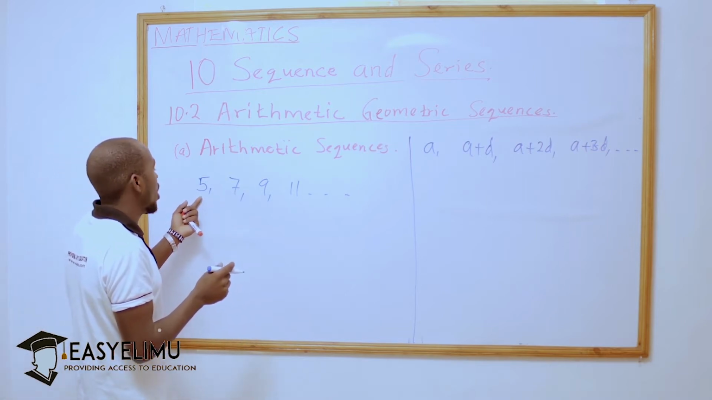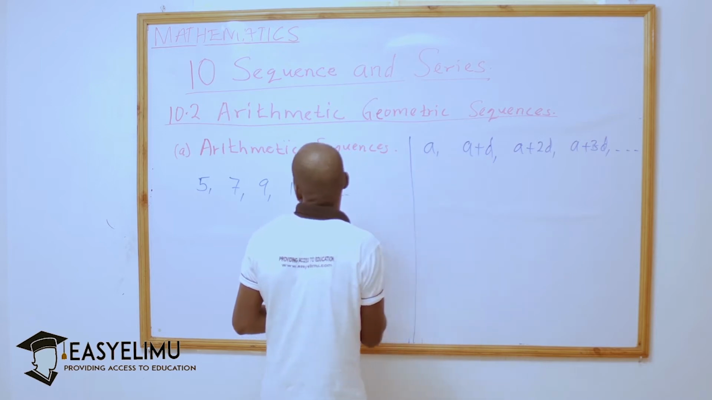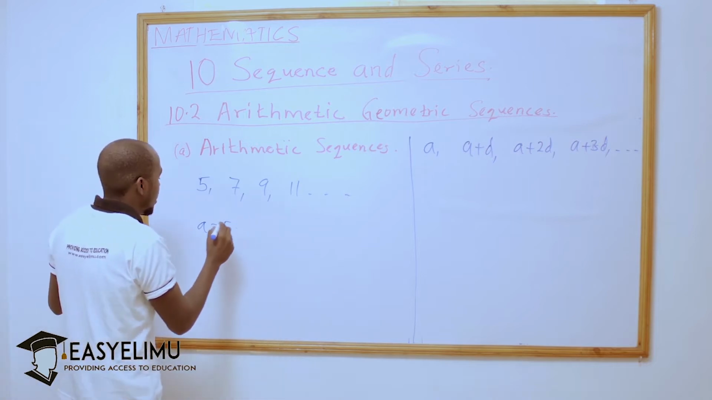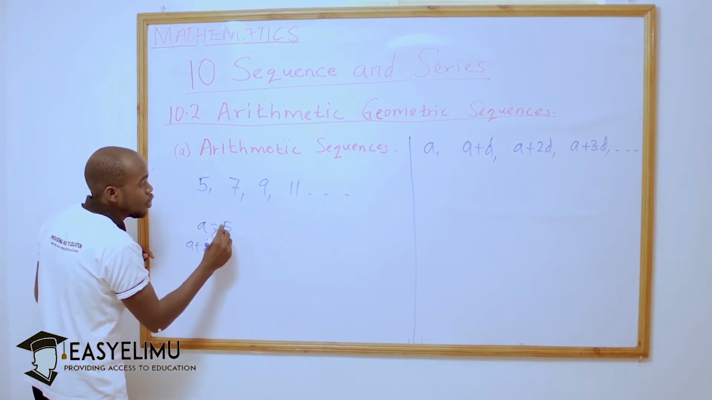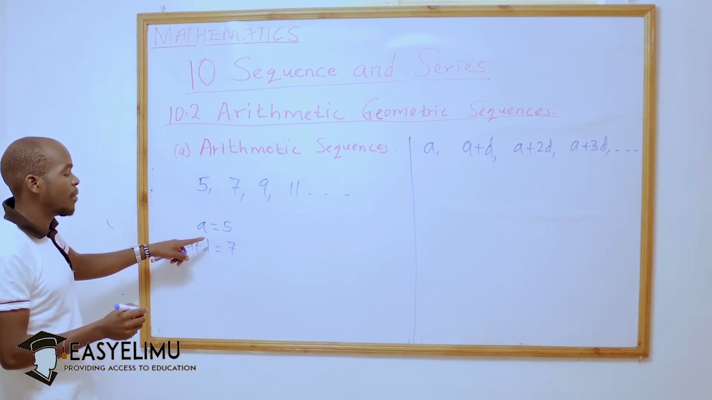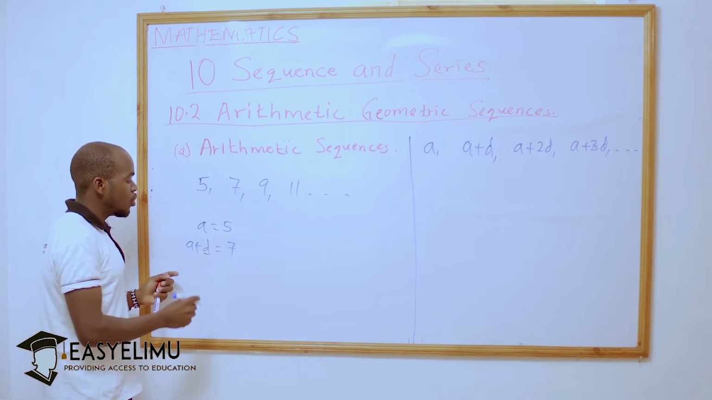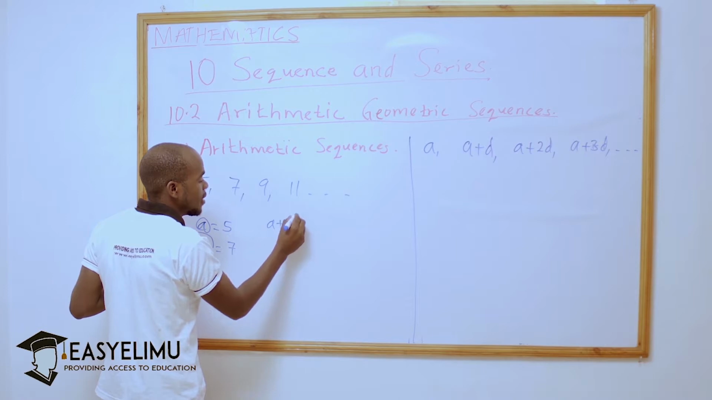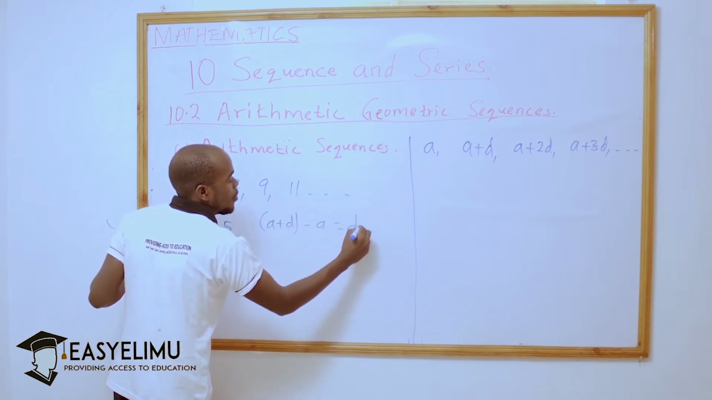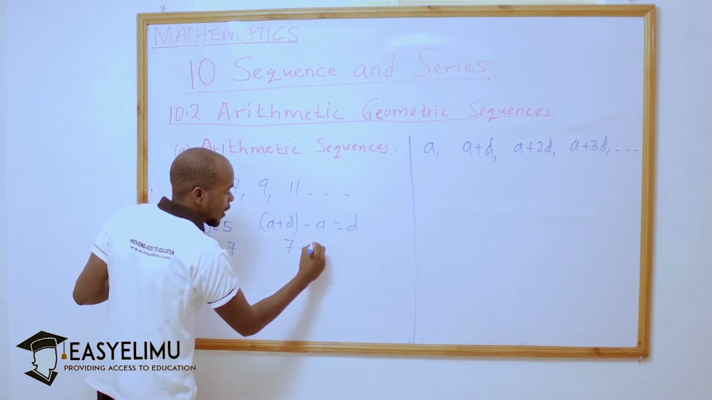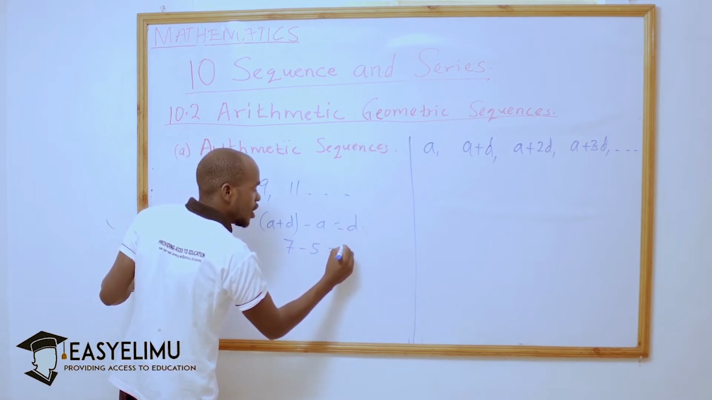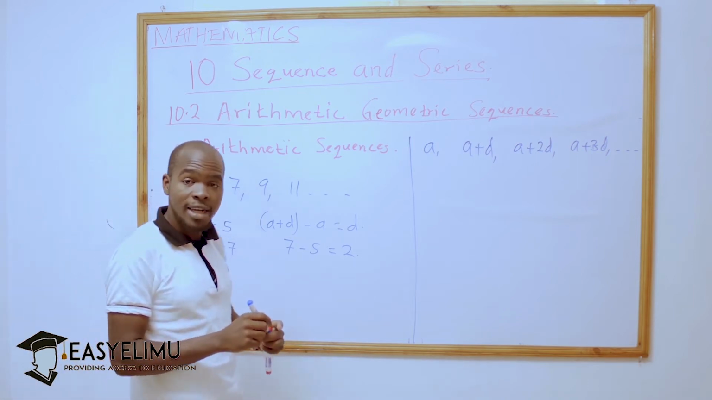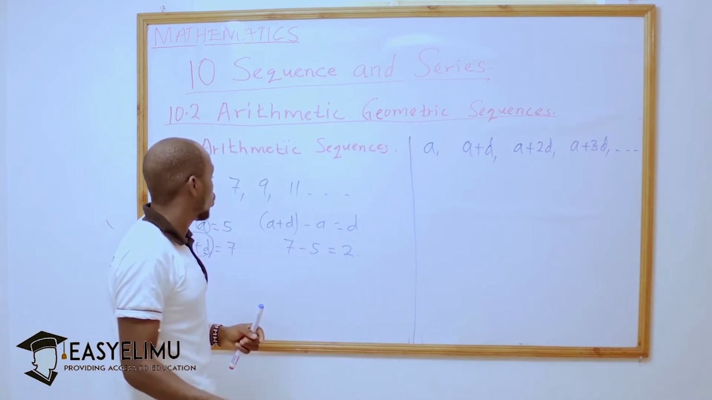The first term here we have been given is 5, meaning A is equal to 5. So our first term here is 5. The second term, which we said is A plus D, will be equal to 7. So to find the common difference D, you take the second term minus the first term: A plus D, you subtract A, and this will give you D. If you take 7 minus 5, you get D equal to 2. So the common difference of that arithmetic sequence is equal to 2.